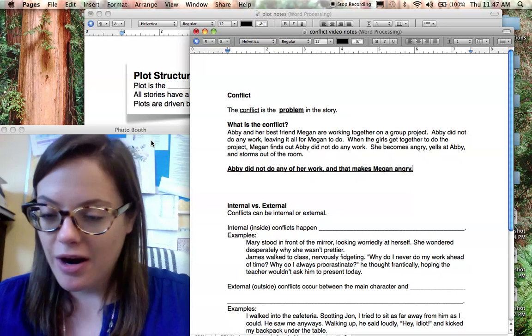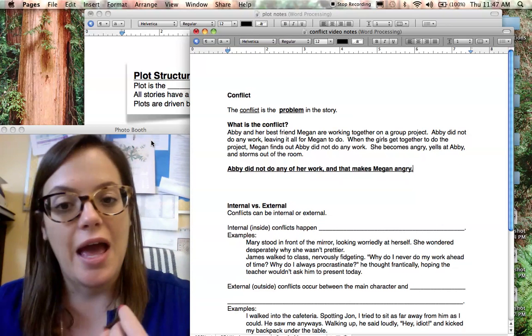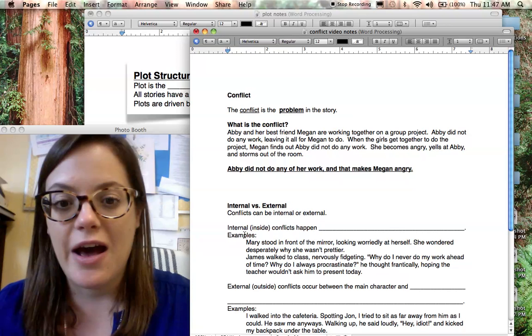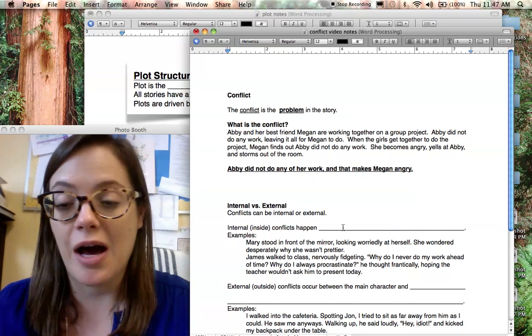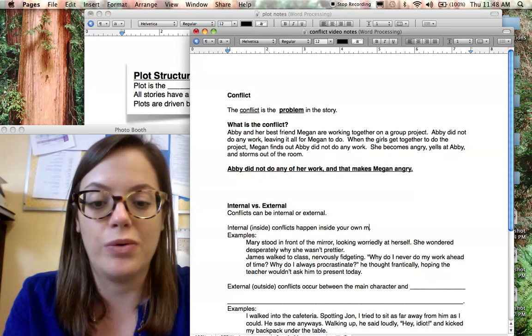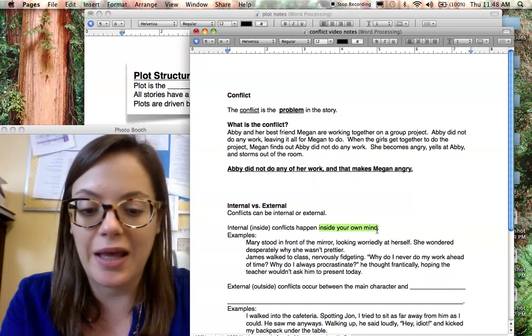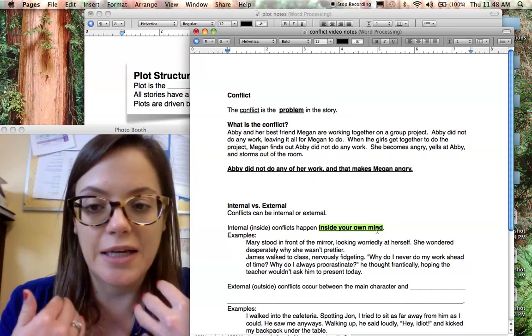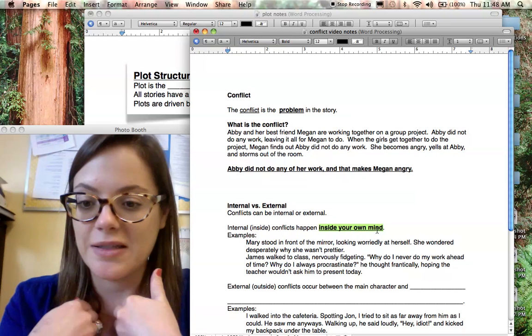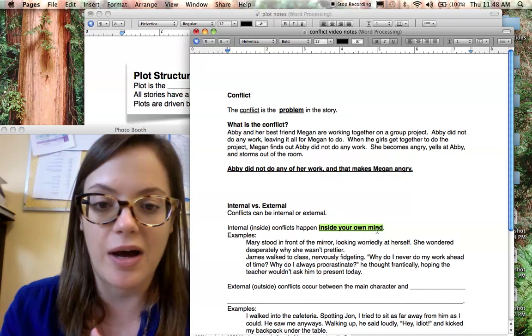All right, so there are two types of conflict: internal conflicts and external conflicts. Now, internal or inside conflicts happen inside your own mind. These are issues that are happening inside your thoughts, inside your feelings. Internal means inner, inside. So let's look at a couple examples of internal conflicts.